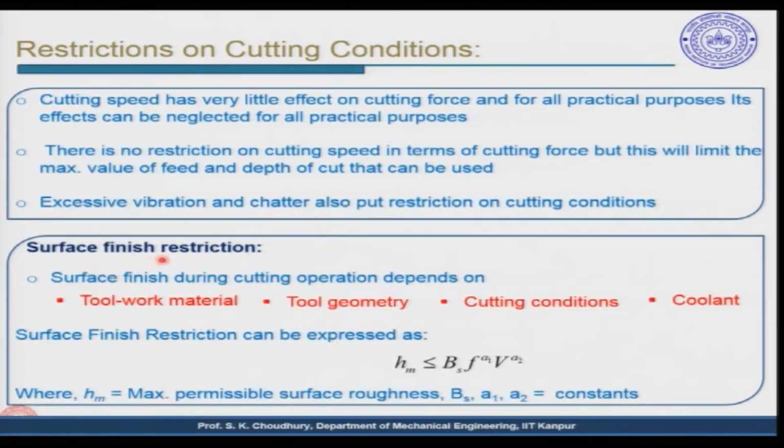And finally, we have the surface finish criteria. Surface finish criteria says that the surface finish overall should be less than this value. And if, by putting the V optimum calculated earlier from the economics, you see that this equation is not satisfied, you have to adjust the V optimum to satisfy this equation, that the HM, that is the surface roughness, should be less than or equal to the constant Bs, feed to the power some constant, and V to the power A2, which is some constant.